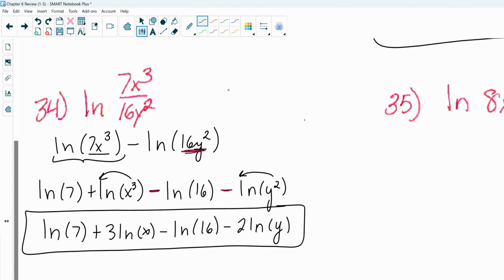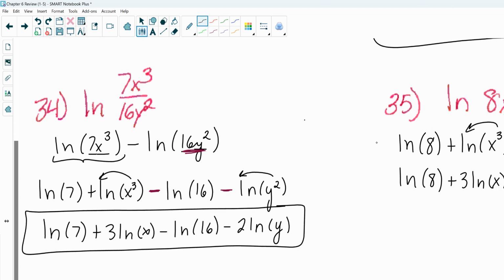35. We have no quotient, but we do have product, so we can break it apart into its multiple parts. So ln of 8 plus ln of x to the third plus ln of y squared plus ln of z to the fourth. Since we have that finished, we can do our power, giving us plus 3 ln of x, plus we move the 2 out front, 2 ln of y, plus, our last one, we'd have 4 ln of z. And that's it. That's all we have to do on this one here.